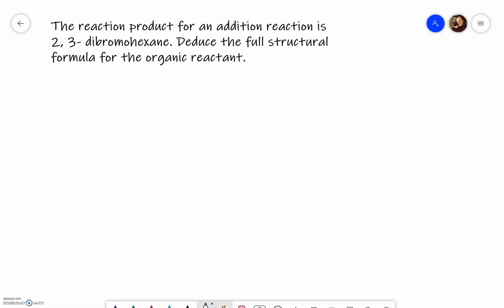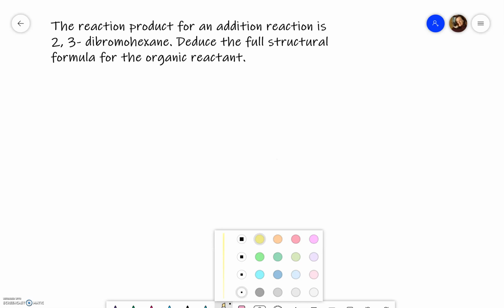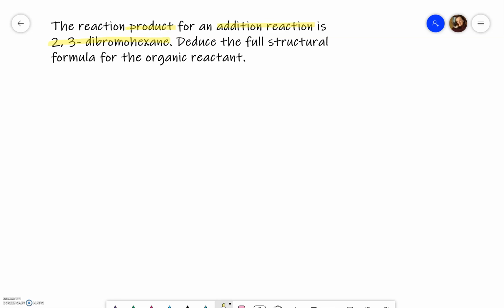Okay, our exit ticket for today was to find the reaction product for an addition reaction with 2,3-dibromohexane. And here's the question. We need to deduce the full structural formula for the organic reactant. So let's take a look at our givens.